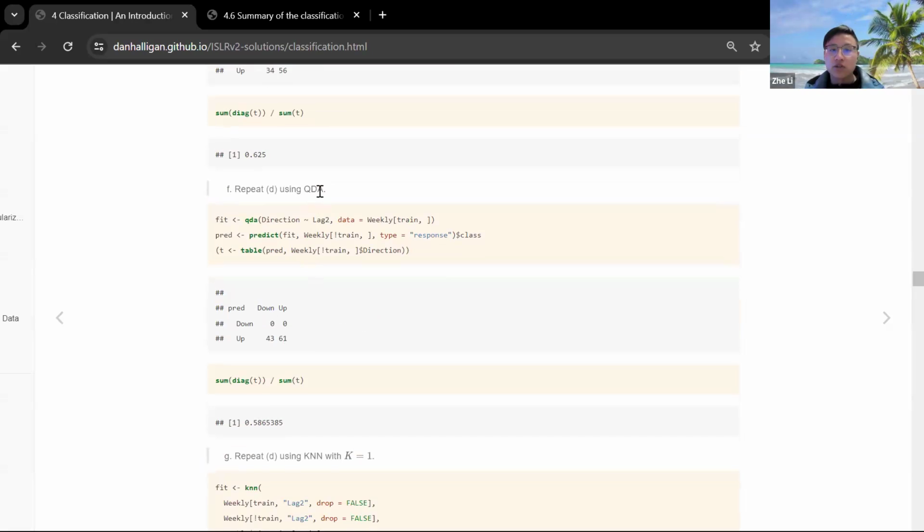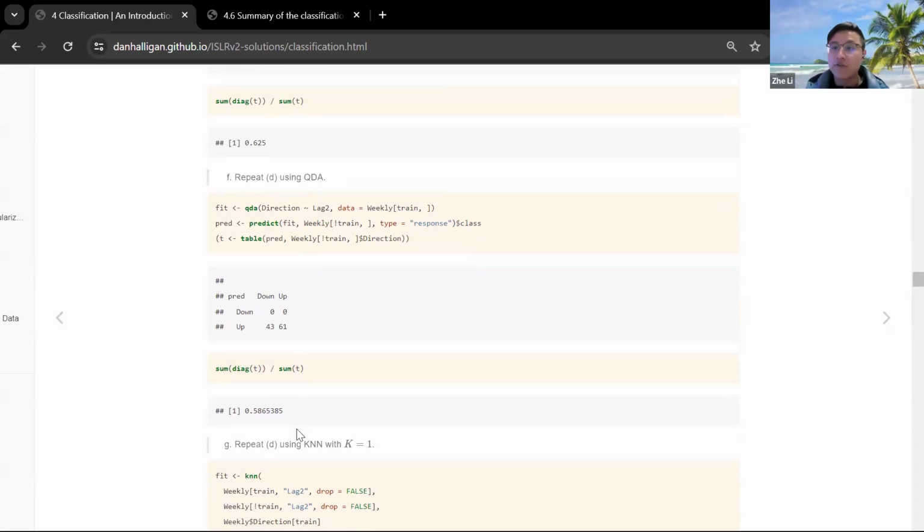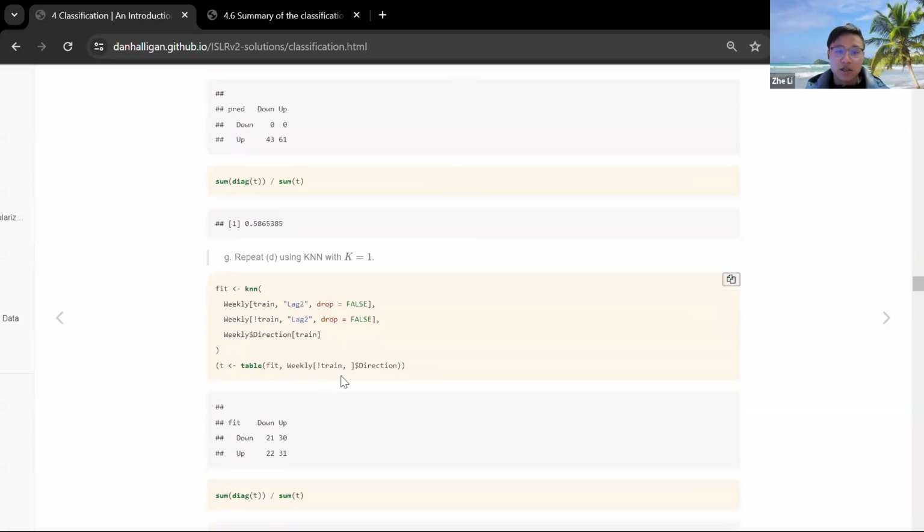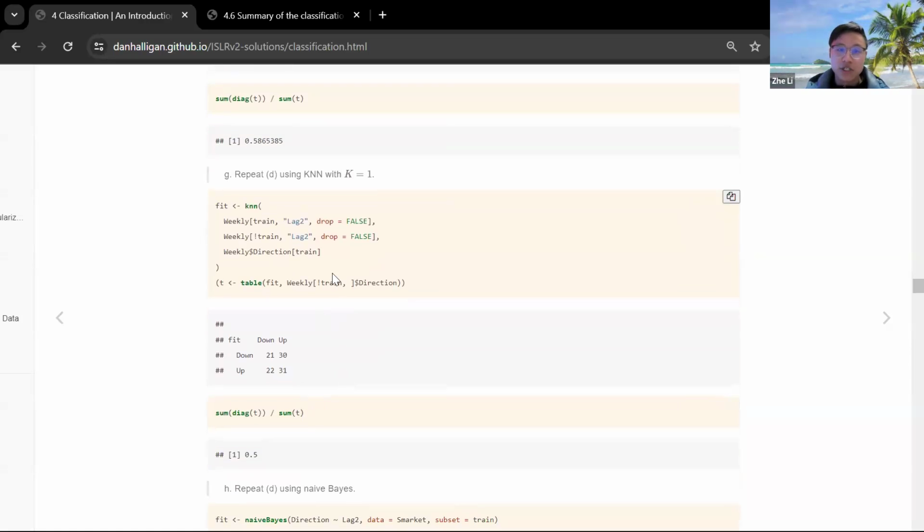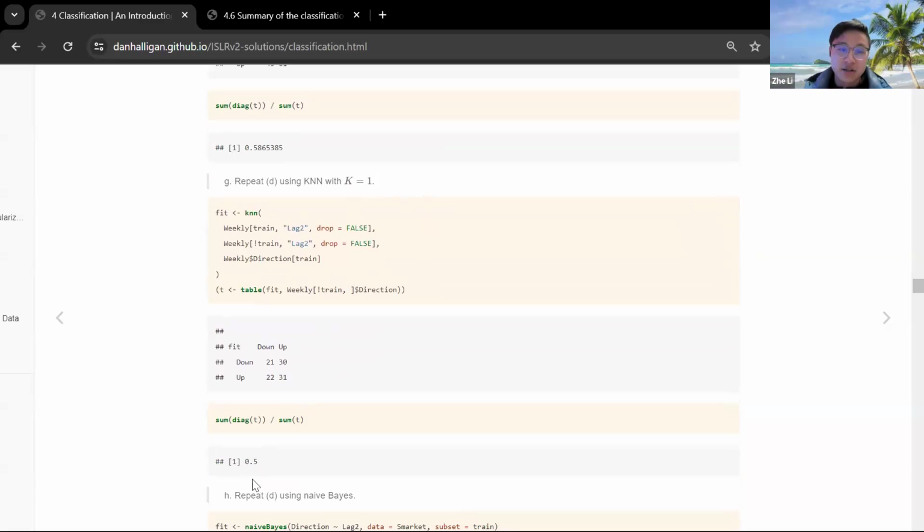But if we turn to the QDA, the result deteriorates. It means that maybe the underlying decision boundary is linear, so the linear function performs better here. And if we use the most flexible function here, it performs even worse. The accuracy rate is just 0.5. It means we can only get 1 out of 2 predictions right, a true prediction.